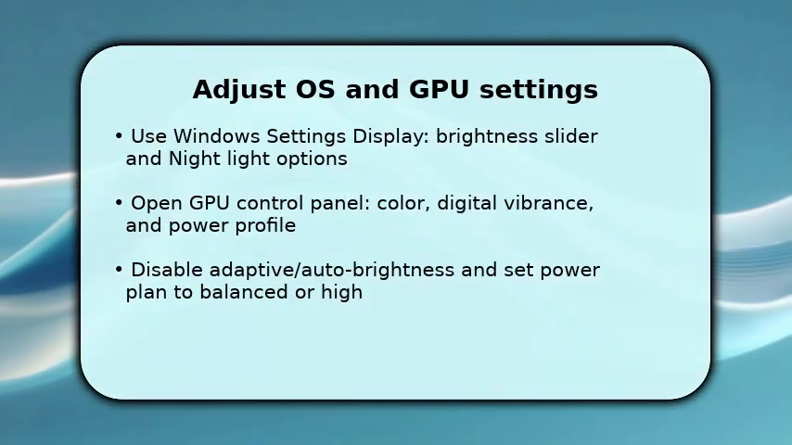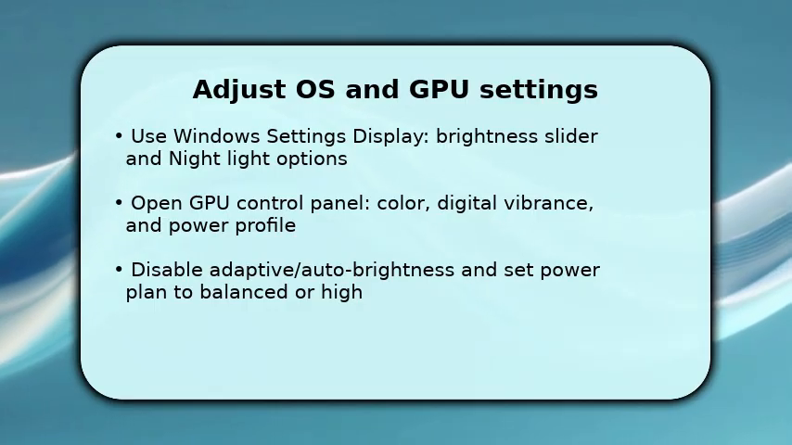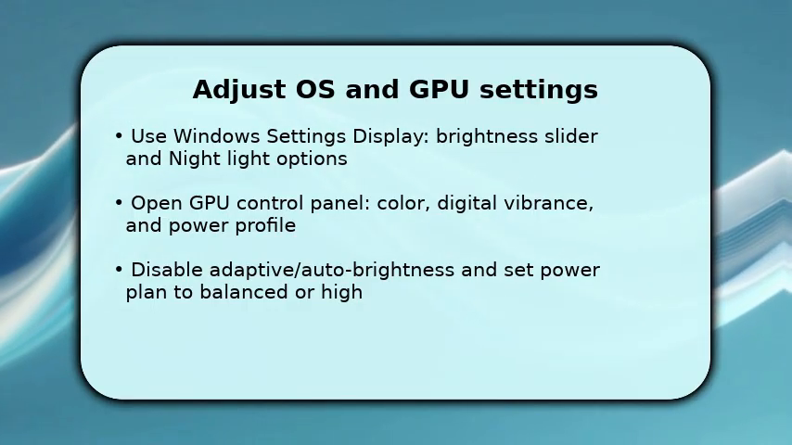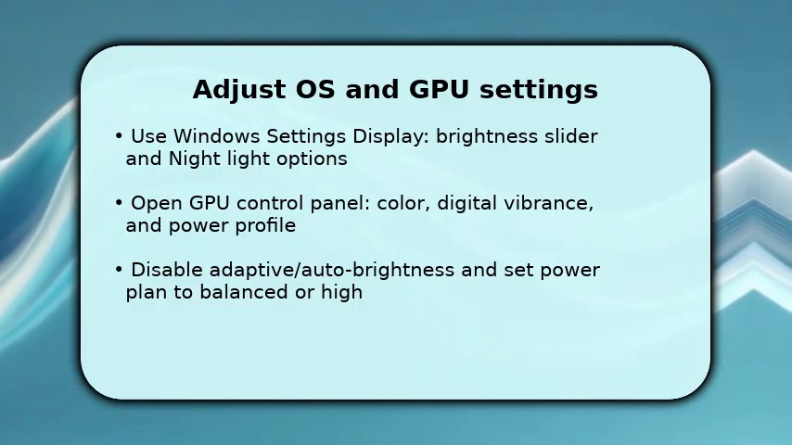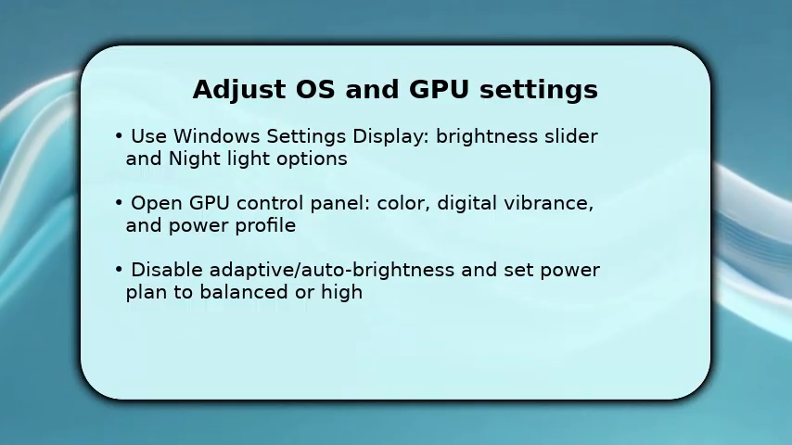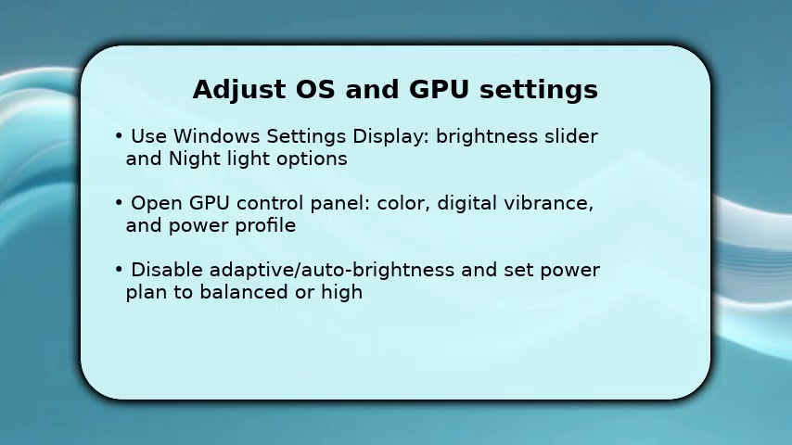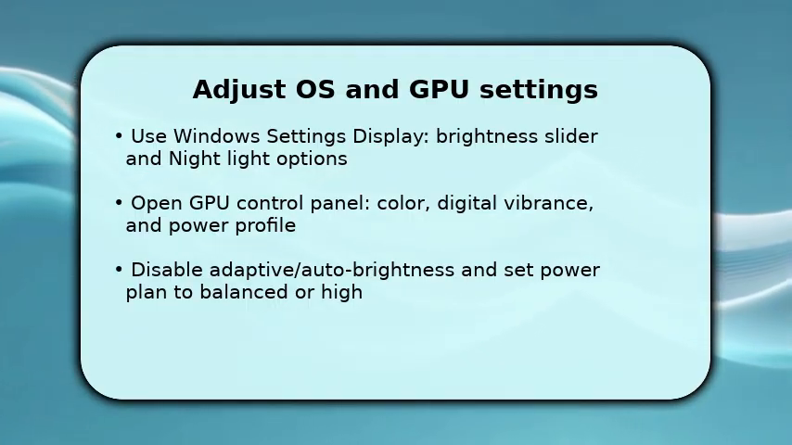Now modify operating system and graphics card controls to increase brightness. You can move the Windows display brightness slider and turn off night light, but also open your GPU control panel, NVIDIA, AMD, or Intel, and raise gamma, digital vibrance, or overall brightness. Make sure the power profile is balanced or high performance so adaptive dimming doesn't lower output.